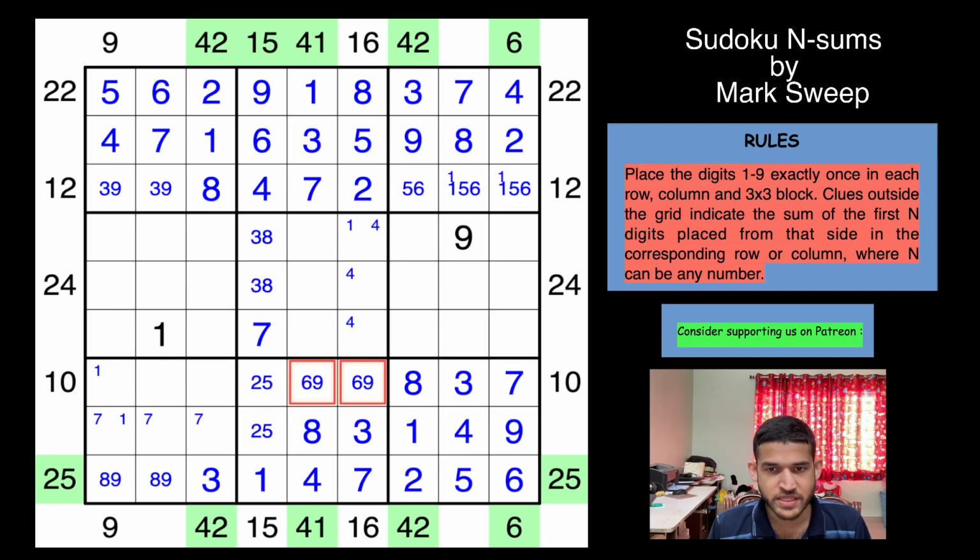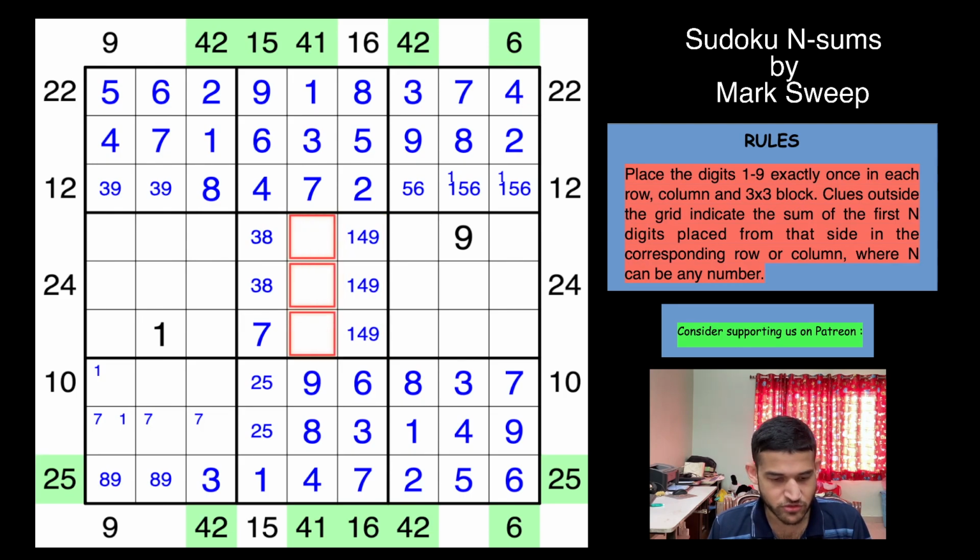Okay, now look at the 16. 3, 7 is 10, and you can't have 9 here. So that's a 6 and that's a 9, and that finishes off that clue. These 3 cells must be 1, 4, 9. This will be 2, 5, 6.